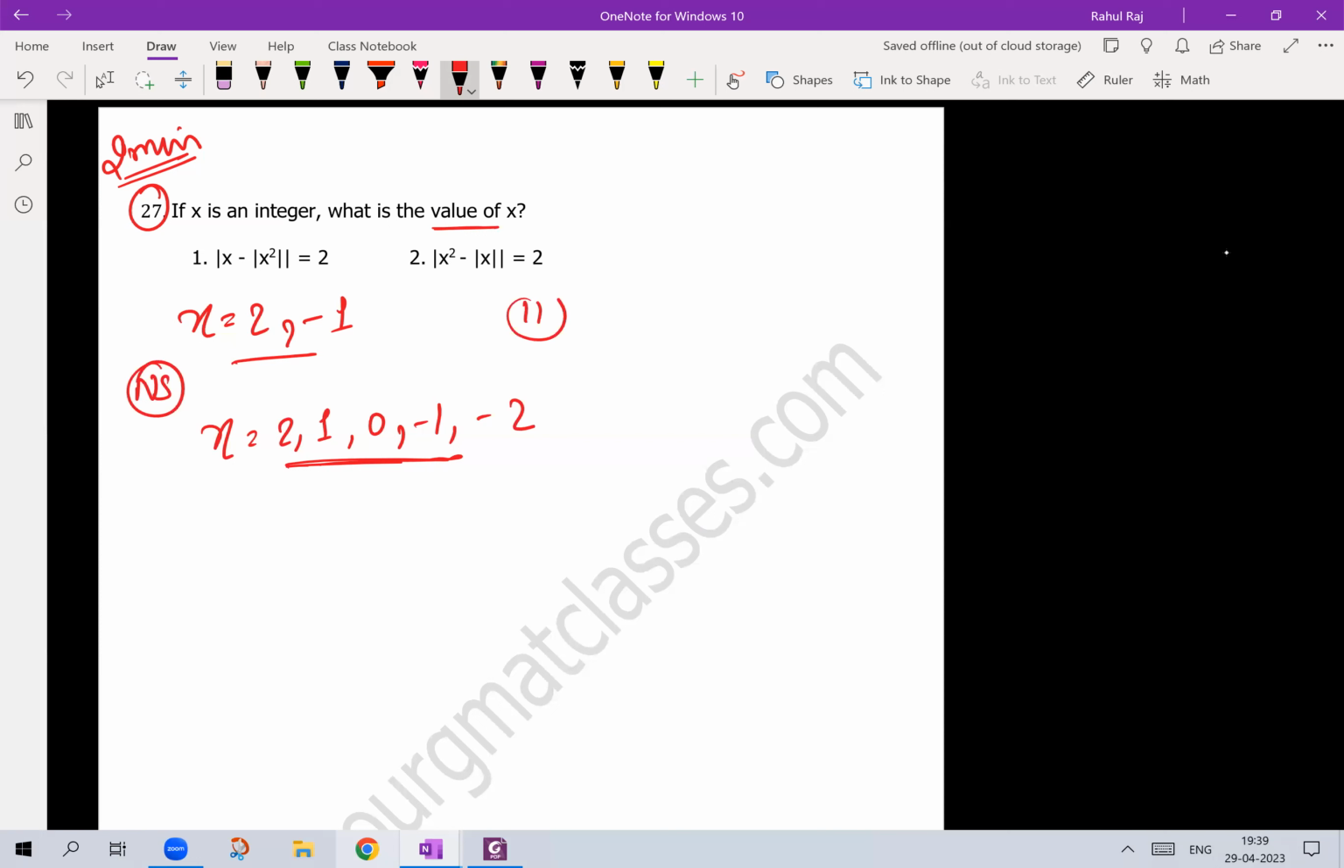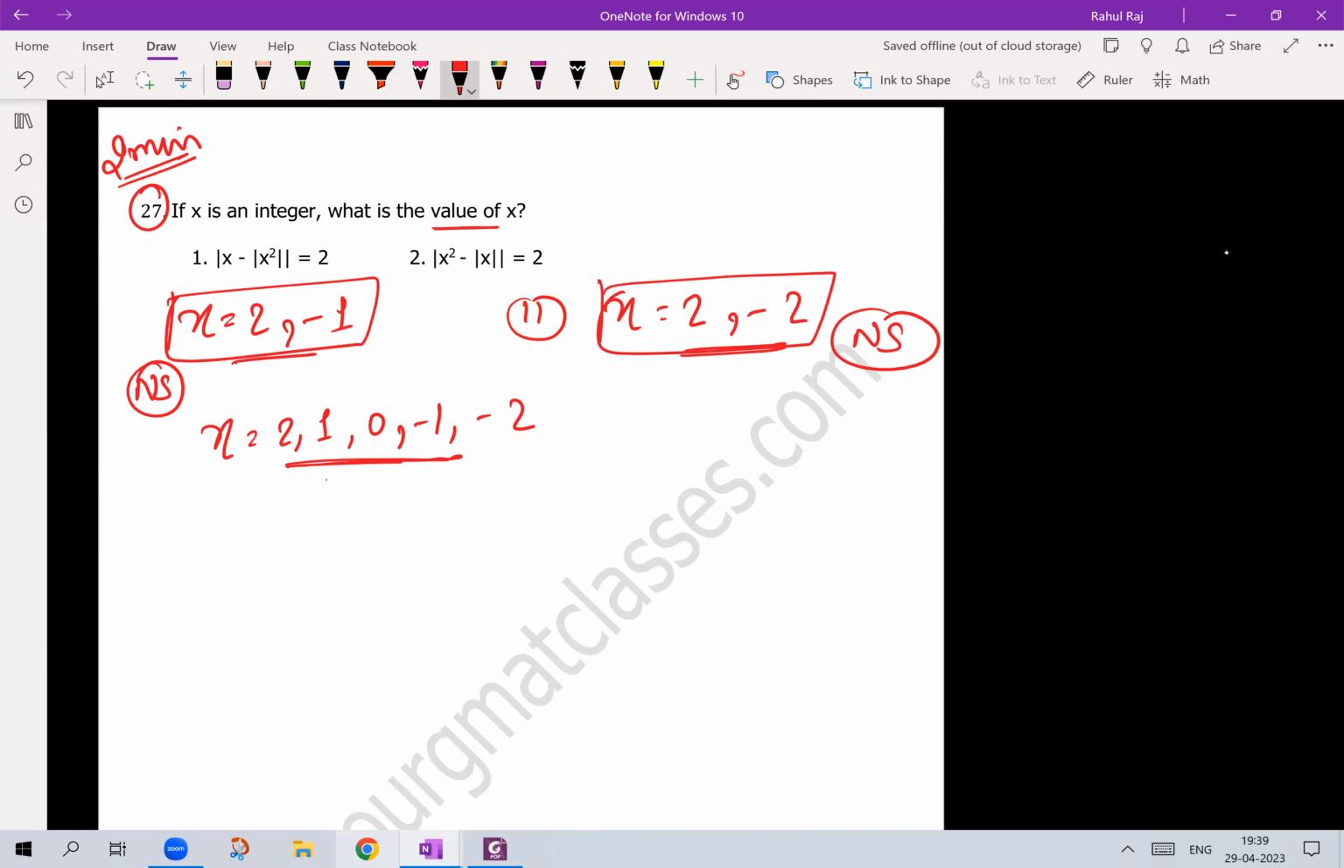Statement number 2 now. Put x is equal to 2, 2 square minus 2, 4 minus 2 is 2, left hand side is equal to right hand side, so x is equal to 2. If I put -2, it is again 4, and -2 is 2. X is equal to 2 and -2, again not sufficient. But now here you have x is equal to 2 minus 1, you have x is equal to plus 2 minus 2. If you combine this, you will get x is equal to 2.